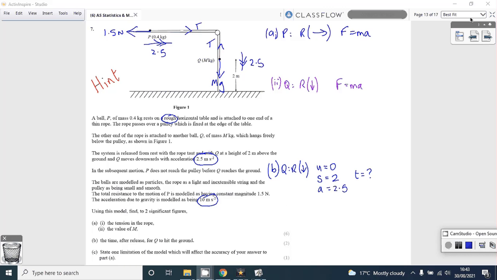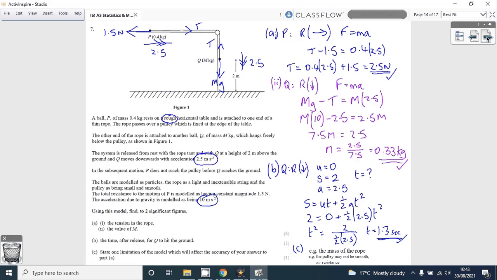So the solution for question 7. For part A1, we're resolving for P in the direction of motion, which is to the right. F equals ma, so our net force is the tension minus the 1.5 resistance. The mass is 0.4 and the acceleration is 2.5, allowing us to find the tension of 2.5.